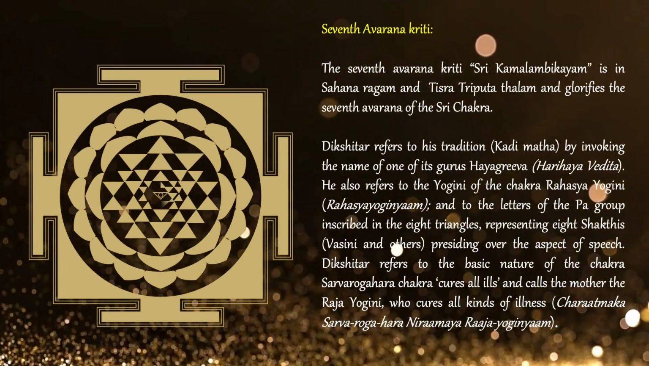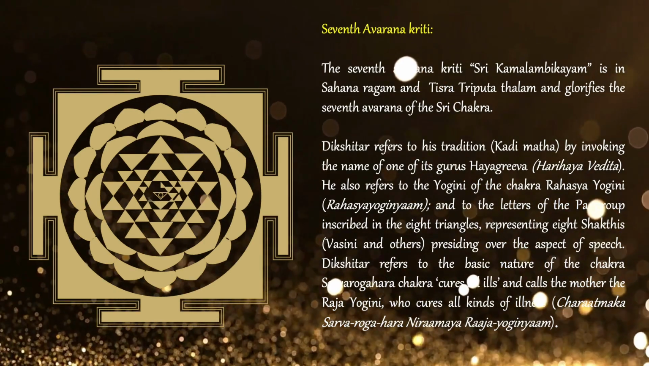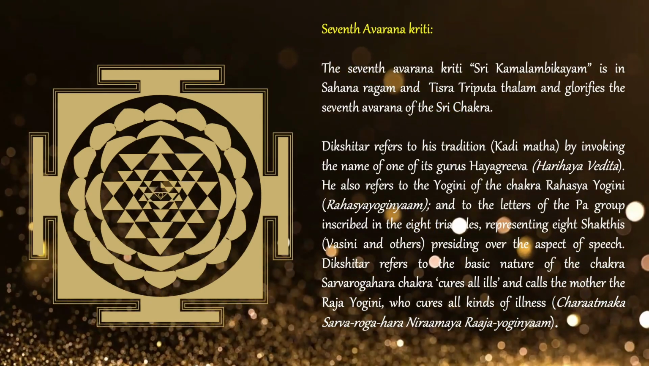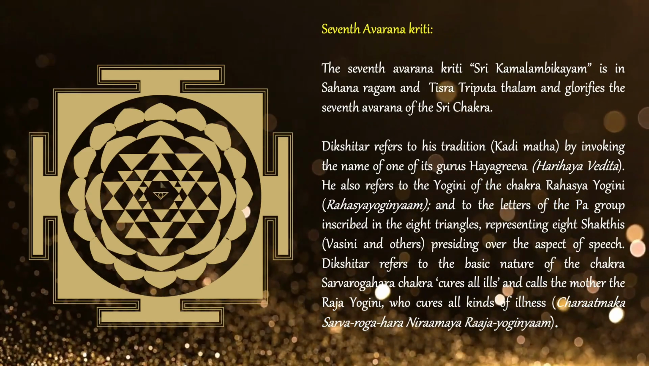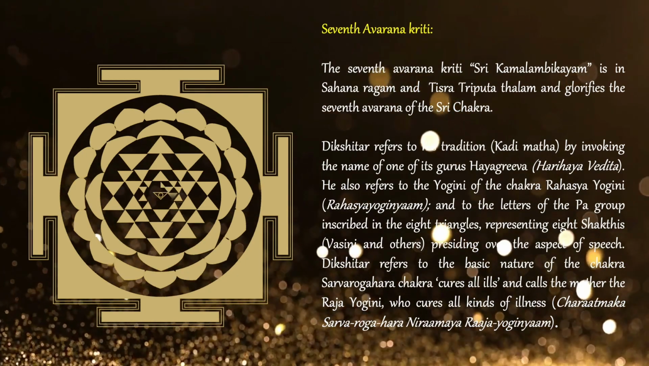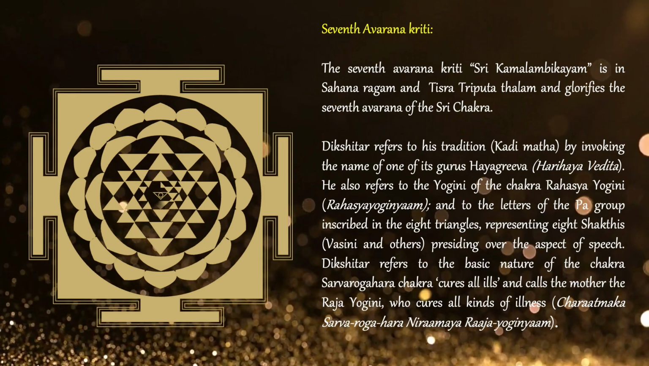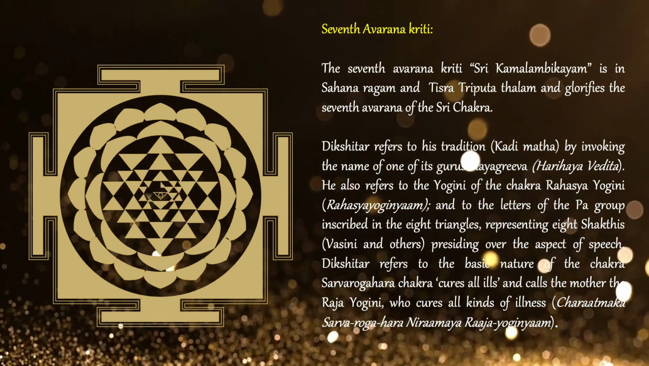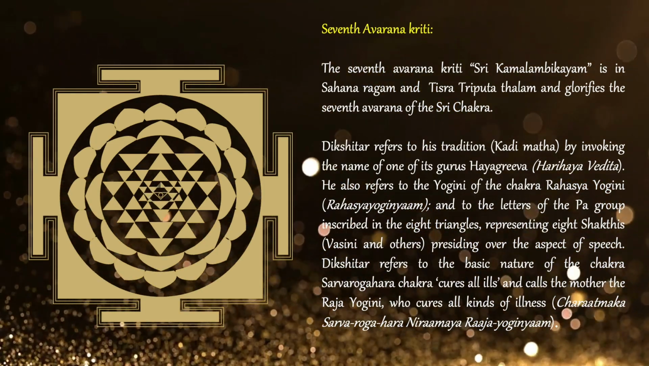The seventh Avarana Kriti, Sri Kamalambikayam, is in Sahana Ragam and Tishra Triputatalam and glorifies the seventh Avarana of the Sri Chakra. Dikshitar refers to his tradition by invoking the name of one of its gurus, Hayagriva. He also refers to the yogini of the chakra, Rahasya Yogini, and to the letters of the Pa group inscribed in the 8 triangles representing 8 Shaktis presiding over the aspect of speech.